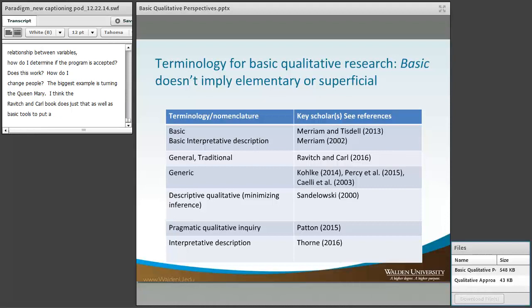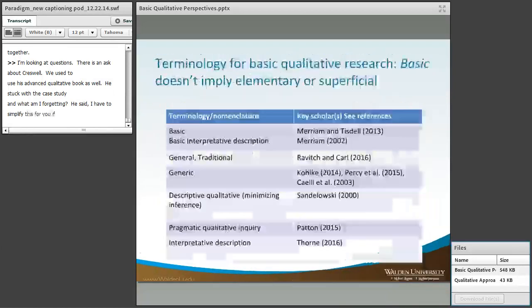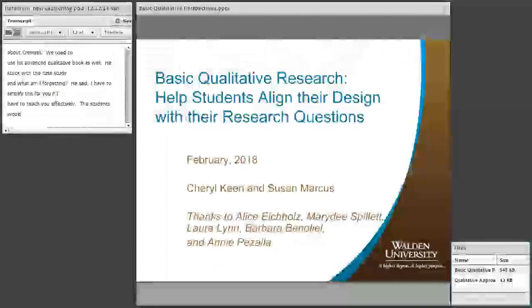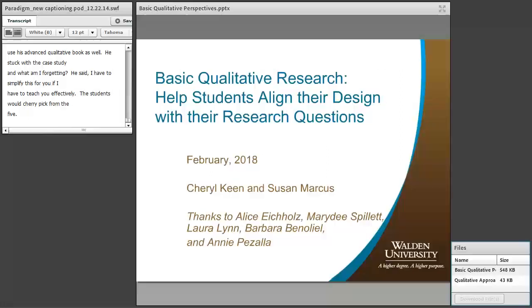So I'm looking at the question Salvatore asked about Creswell. Isn't Creswell just a generalist? No. I've been here 12 years, and we used to use his advanced qualitative book as well. He just stuck with these five: grounded theory, narrative, phenomenology, case study, and what am I forgetting? He said, I have to simplify this for you if I'm going to teach you effectively. So unfortunately, our students would often kind of cherry pick from the five. So Creswell simply has not used this basic generic frame, and I think undersold the power.